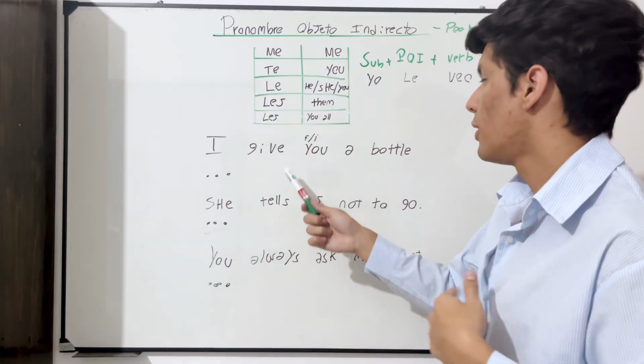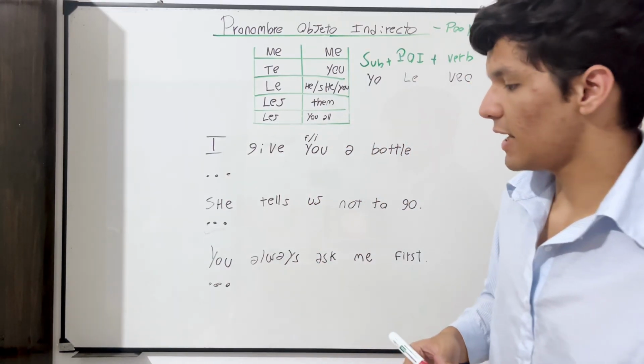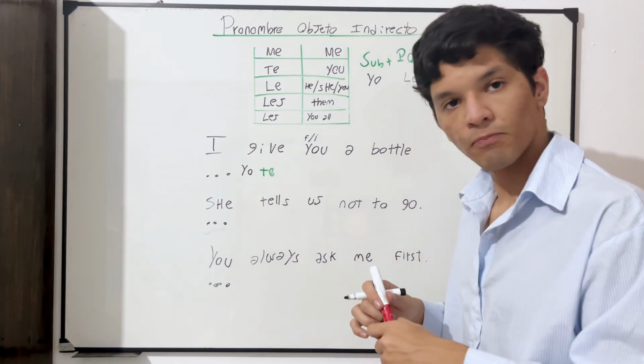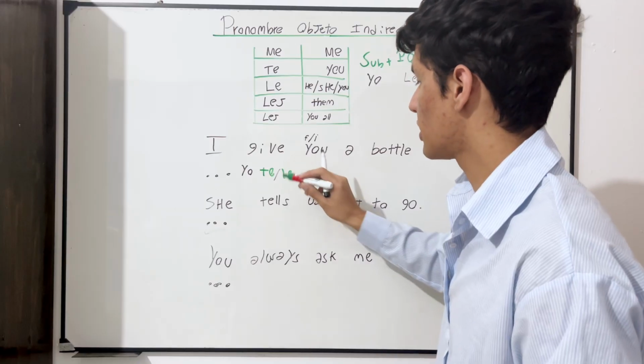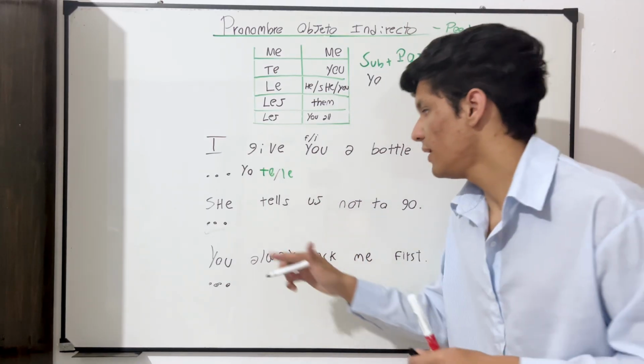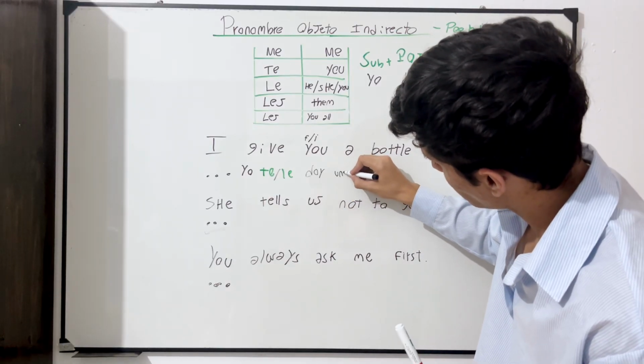In this case, we are gonna use te. So the informal way would be yo te, or you can say yo le, if you are talking in a very formal way: yo te doy una botella.